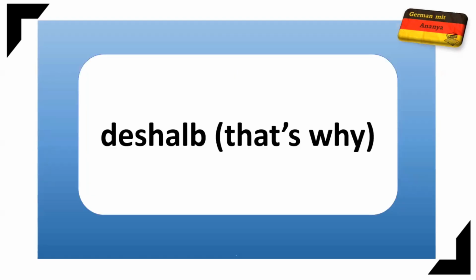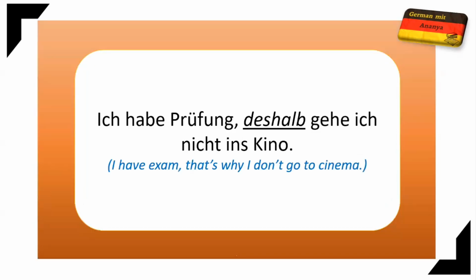Now, next is deshalb, which means that's why. Ich habe Prüfung, deshalb gehe ich nicht ins Kino. I have exam, that's why I don't go to cinema. In this case, look at the second sentence here. Deshalb is a connector and it is in the first position, and gehe is in the second position. So that's why this is again a Hauptsatz. I have exam, that's why I don't go to cinema.